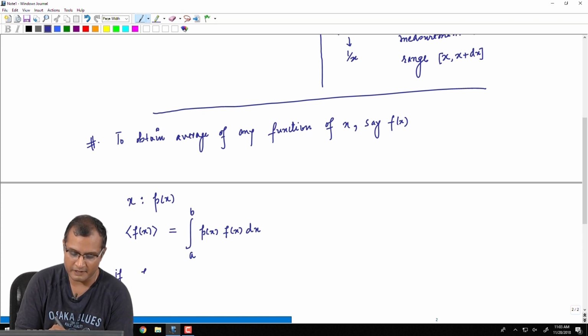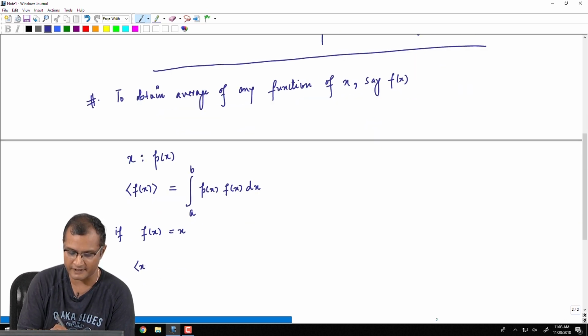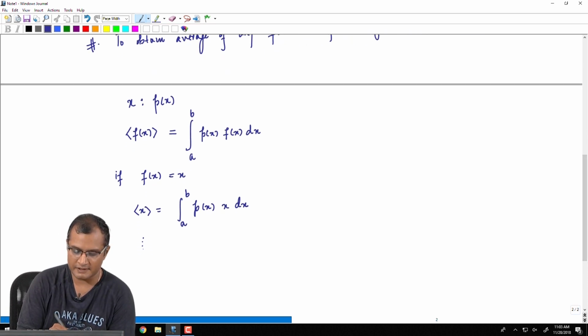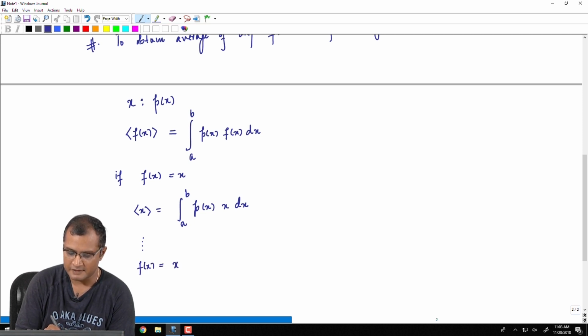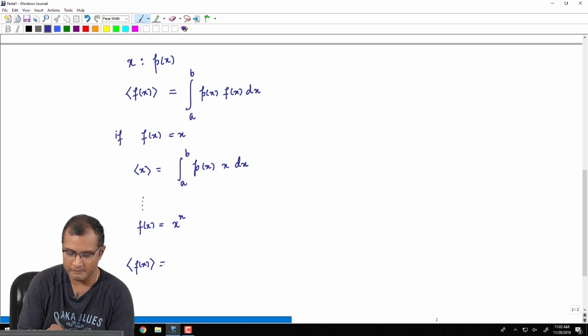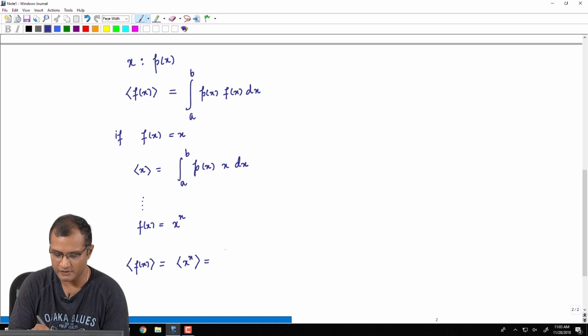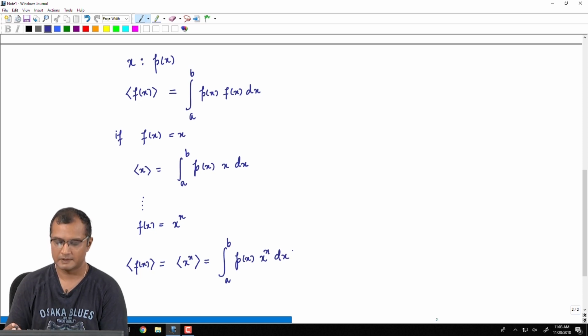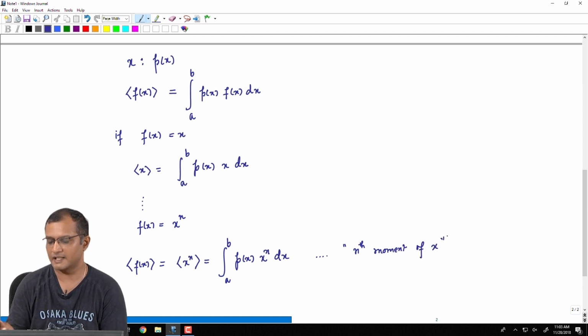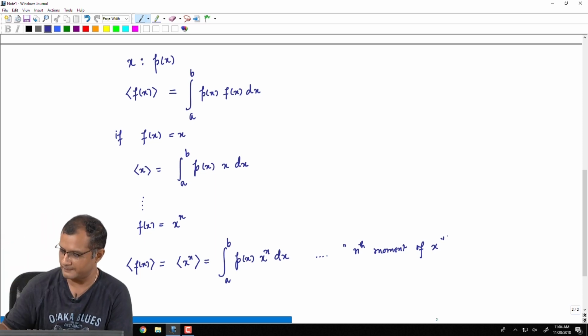So, if you take for example, f of x as x itself, this gives average of x as integral a to b p of x x dx. Okay. And if you take f of x as some power of x, let us say x to the power n, then the average of f of x would simply be the average of x to the power n, which by the definition of averages is integral a to b p of x x to the power n dx. And in the language of statistics, this is called the nth moment of x. Okay. So, it is like the average of the nth power of x, called the nth moment of x. Fine.